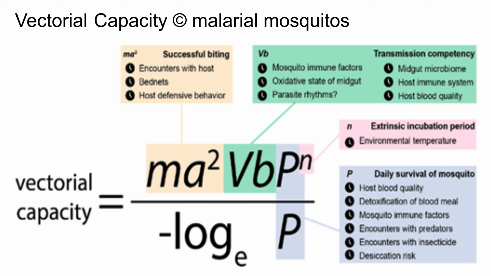How do they metabolize the blood meal? Does the mosquito have any kind of immune factors? Are there predators? Are there insecticides? And what's known as a desiccation risk, which would be a dehydration risk to the mosquito. These are all complex factors that are observed and measured. All of this data is then collected and put together to determine this vectorial capacity.